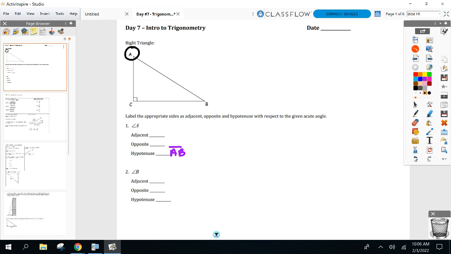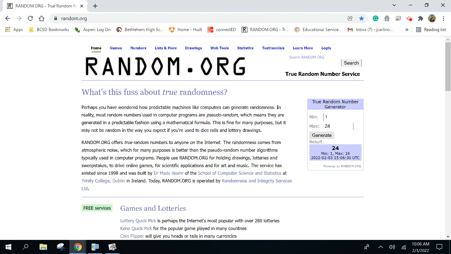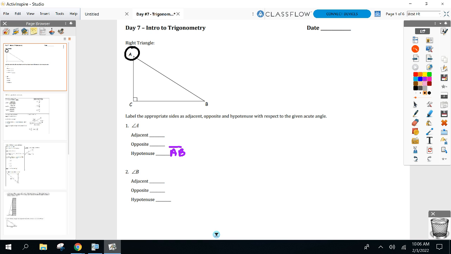Still looking at angle A. Can you name the side that's opposite, across from angle A in that triangle? CB. Yep. Good work.